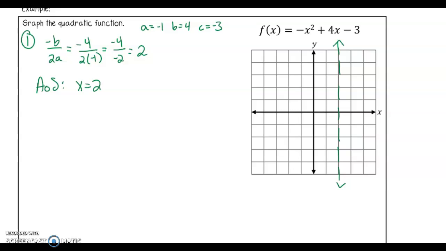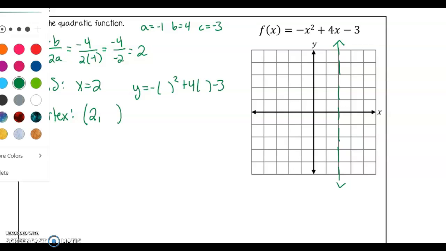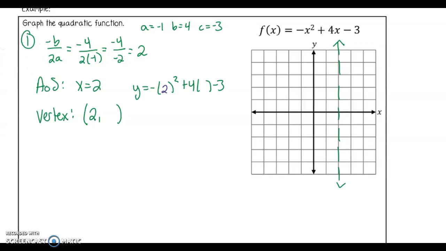Now we use that axis of symmetry to find our vertex. So remember, for our vertex, the first number is the x value of the axis of symmetry. So we have the x value 2 because we just figured that out. So now we're going to go back into our equation and plug in 2 for x and find out what y is. So we plug in 2 right there. Now we type that into a calculator and we come out with 1. So our vertex is 2, 1. Let's put that point on the graph. Over 2, up 1, there's our vertex.